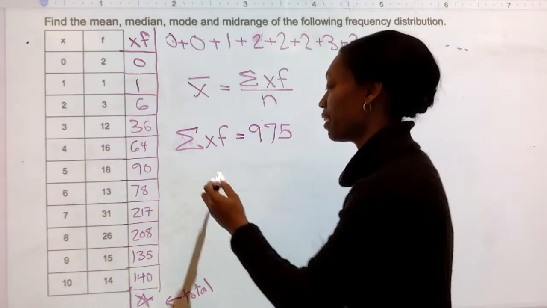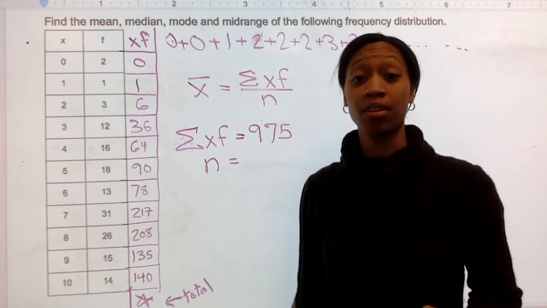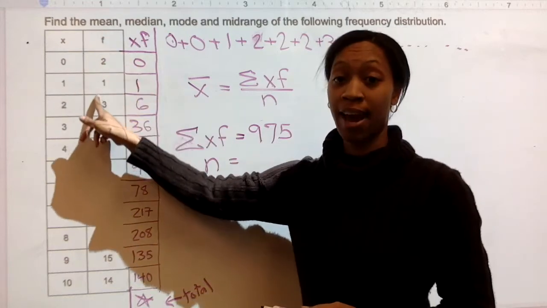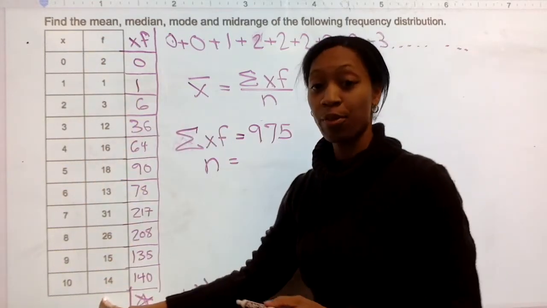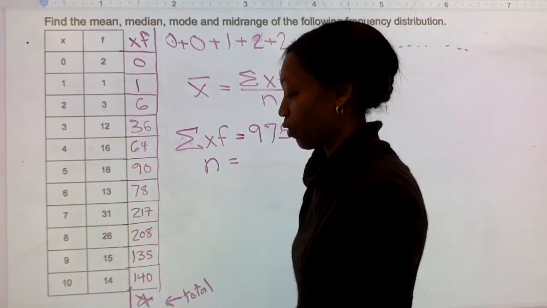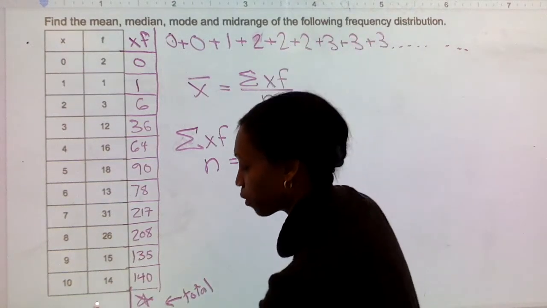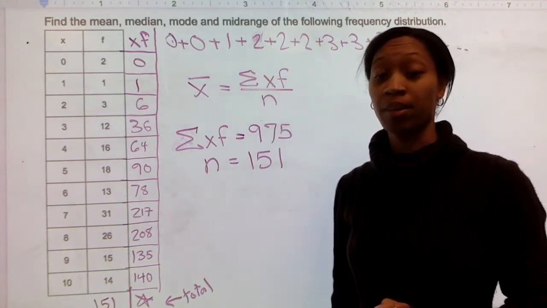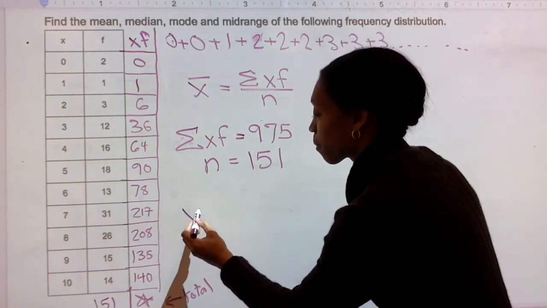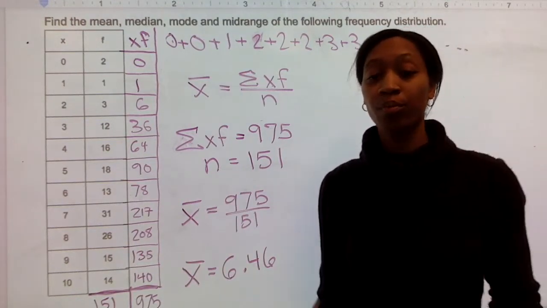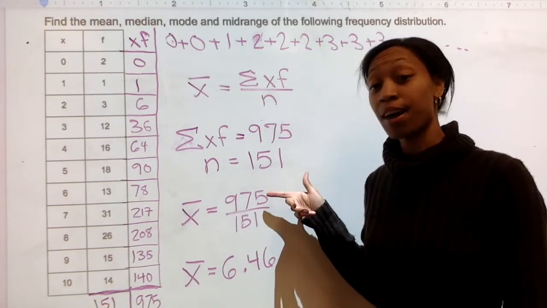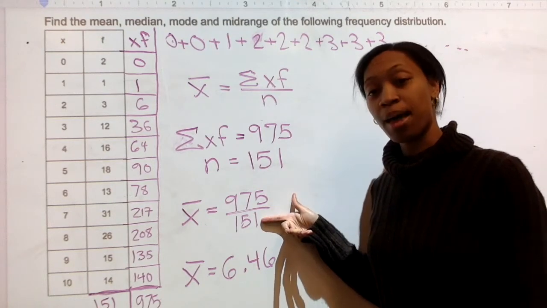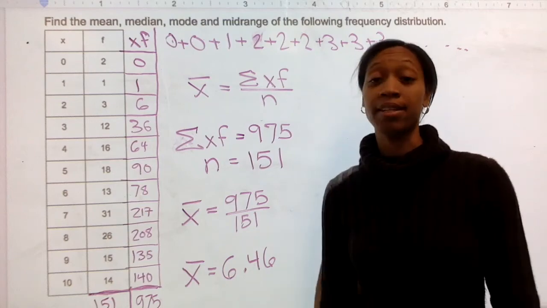Now we have to find n, the total frequency of all the things. So that means that we have to add up this column as well. So if we add up each of these numbers, it turns out that the total is 151. Okay. So now I'm ready to find the mean here. I find the mean by dividing the sum by the total number of things that I'm adding, and I get the mean to be 6.46.